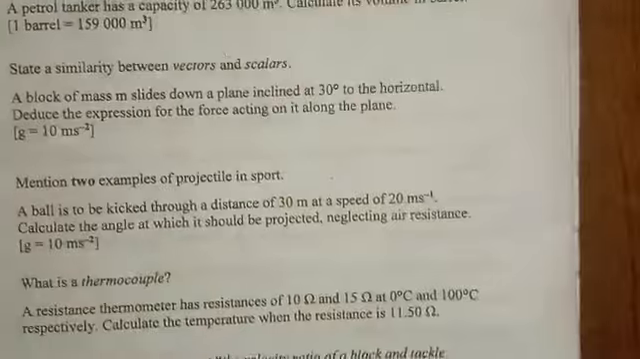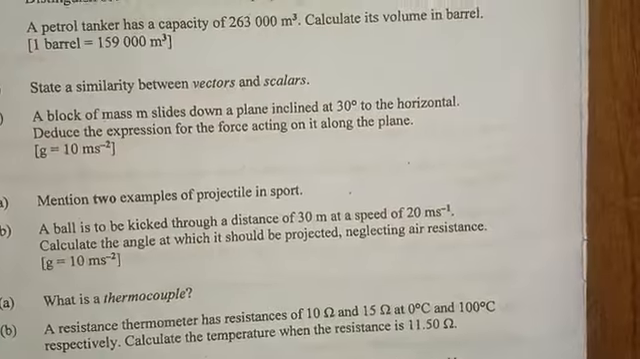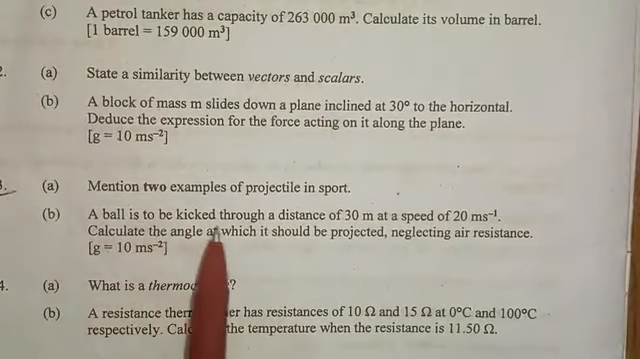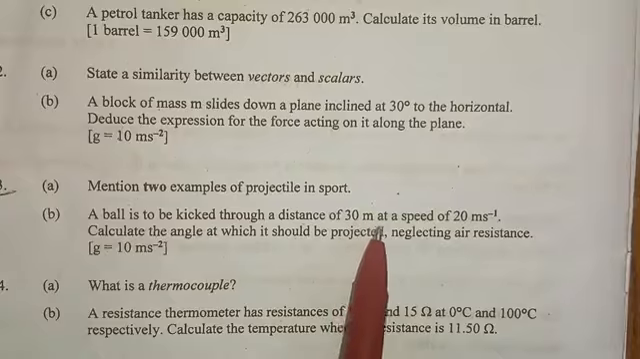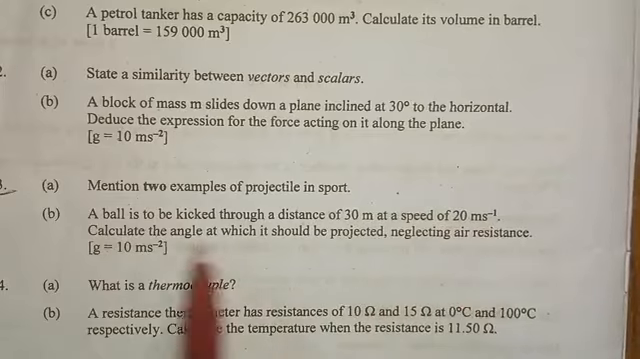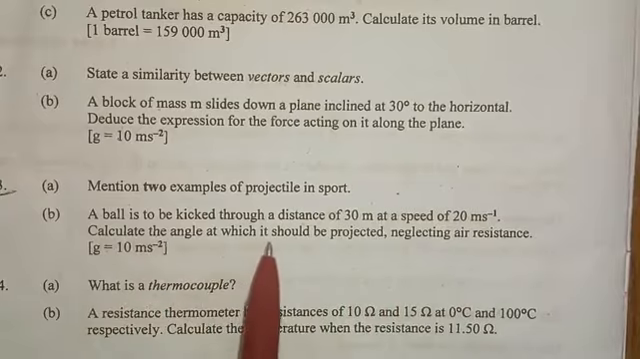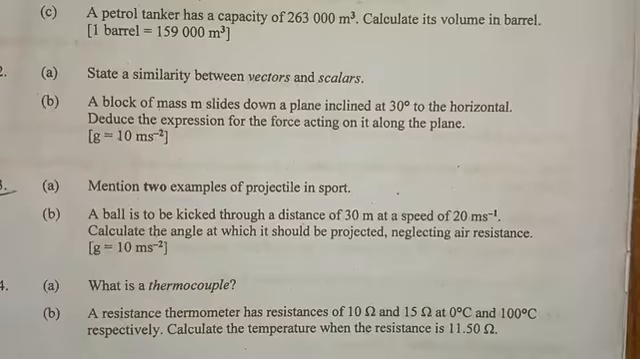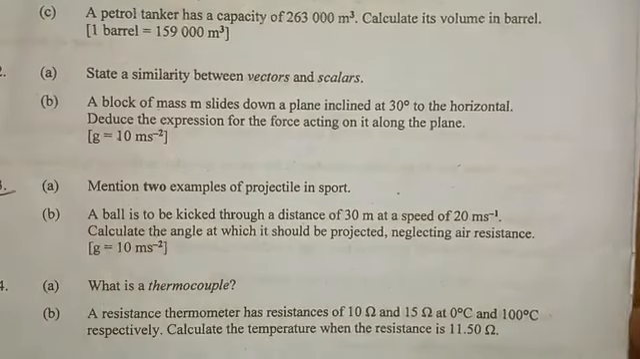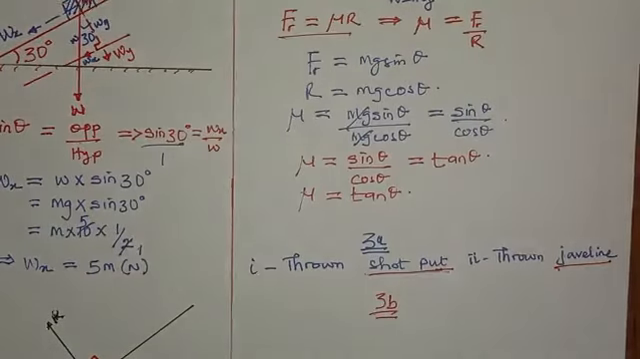So let's look at question 3b. Question 3b says, a ball is to be kicked through a distance of 30 meters at a speed of 20 meters per second. Calculate the angle at which it should be projected, neglecting air resistance, and take g to be 10 meters per second squared. Is that correct?